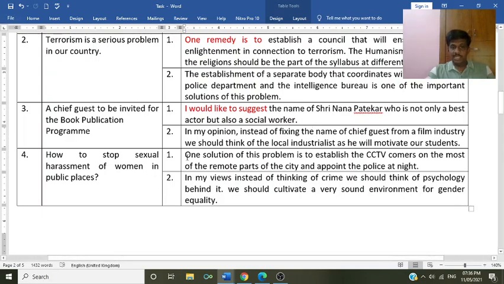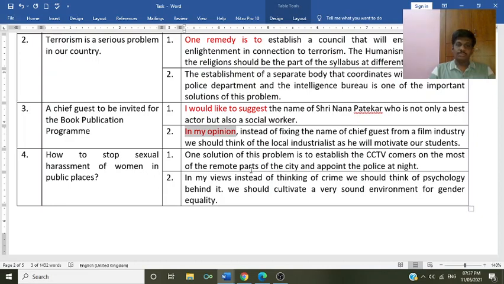So you can understand, in my opinion, here is the common language expression that you can use in any group discussion. So in my opinion, instead of fixing the name of a chief guest from a film industry, we should think of the local industrialist as he will motivate our students. So this is another solution for the problem.